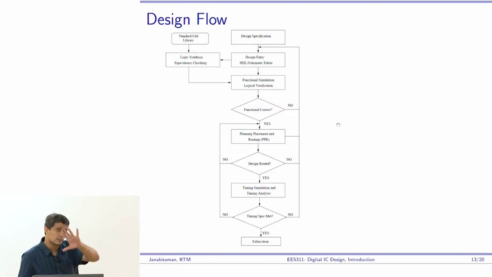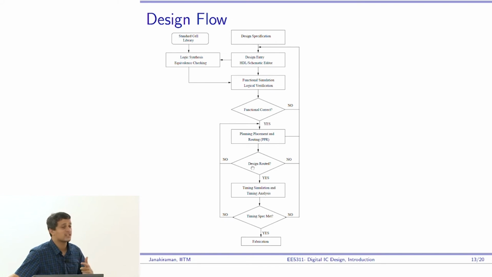I know it may not be visible to the last bench, but all I want you to notice here, you can go see the details later. You give a design specification, you do some other things, but at every point there is a decision box. What is the decision box? It says, is the functionality correct? If yes, then you proceed to the next stage. Otherwise, you go back and redo something.